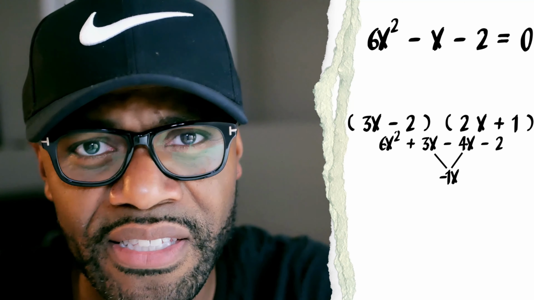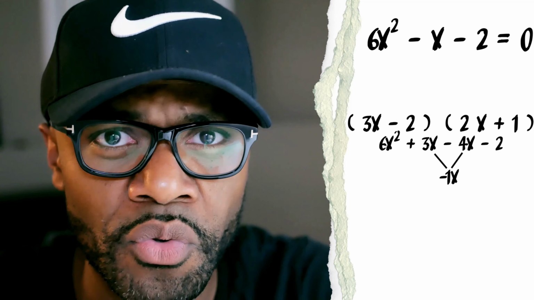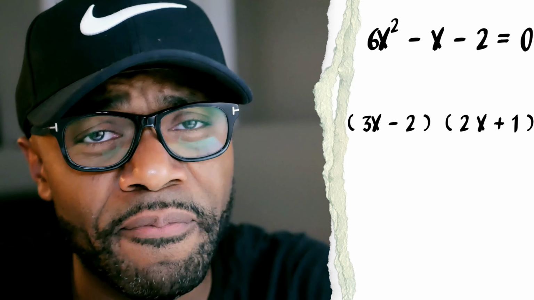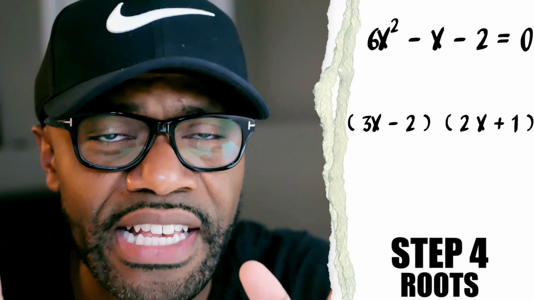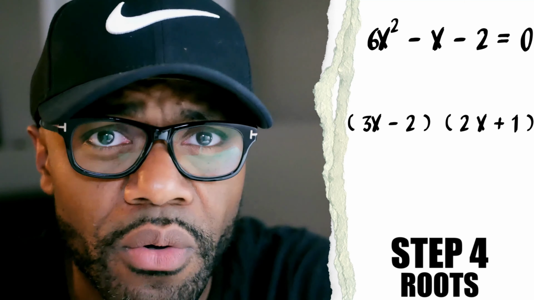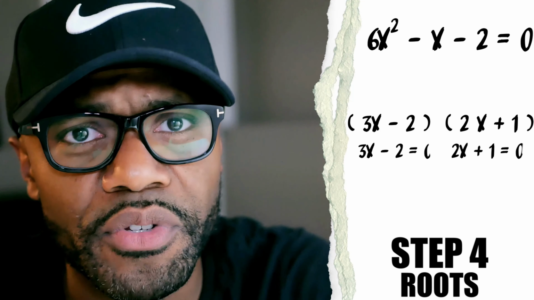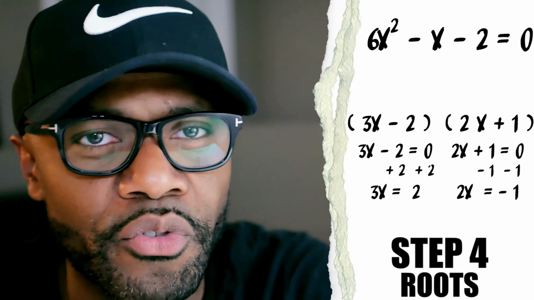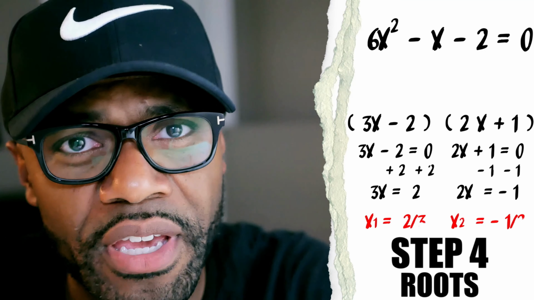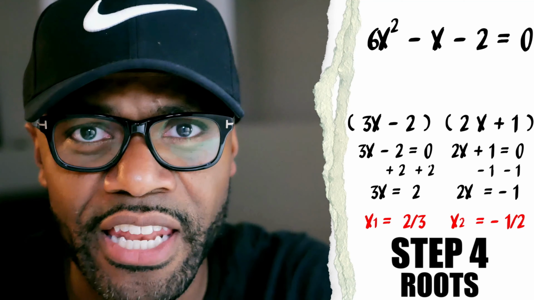We need to get our 0 values. So what that means is that we have to go on to step 4. I didn't explain step 4 in the beginning, but here it is. Step 4 tells us to just get our roots. Set each factor equal to 0, and we solve for x using the inverse. Using that method, as you can see, you can find that our values are x equals 2 over 3 and x equals negative 1 over 2.